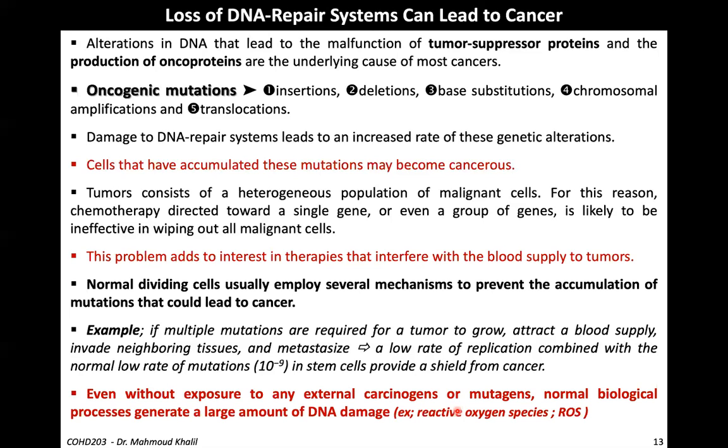Even without exposure to any external carcinogen or mutagen, some normal biological processes in our body generate a large amount of DNA damaging agents, like the reactive oxygen species, ROS.